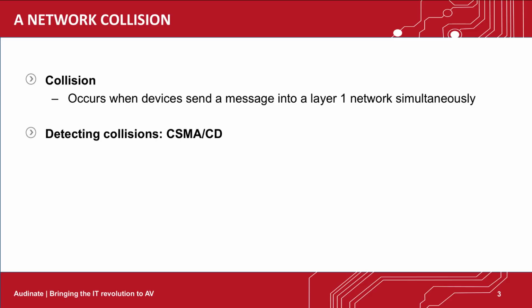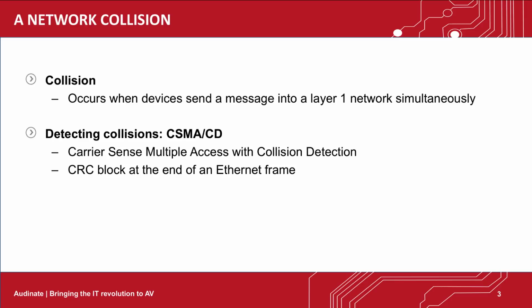However, there are methods for detecting collisions such as CSMA-CD, that is, Carrier Sense Multiple Access with Collision Detection. CSMA-CD works by placing a CRC block at the end of an Ethernet frame. If the CRC value is incorrect, then it is likely that a collision has occurred. In any case, a retransmission will be required to complete the data transaction.